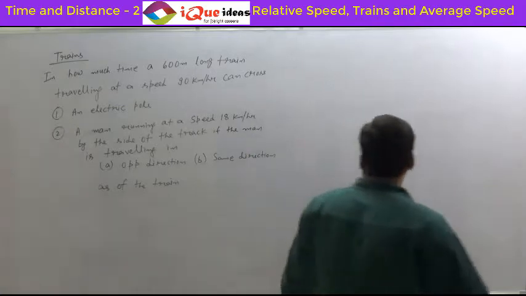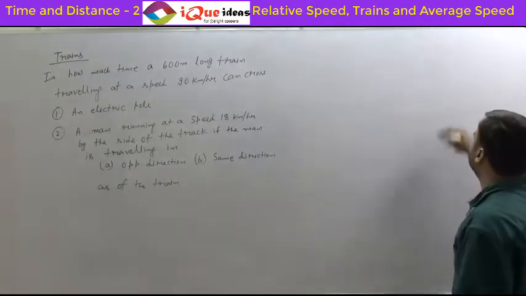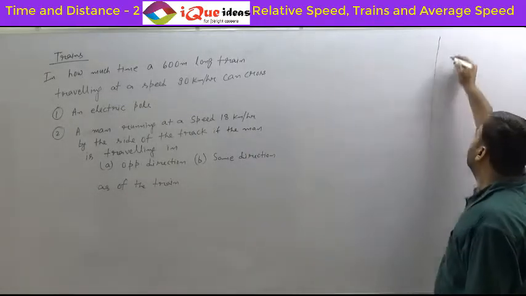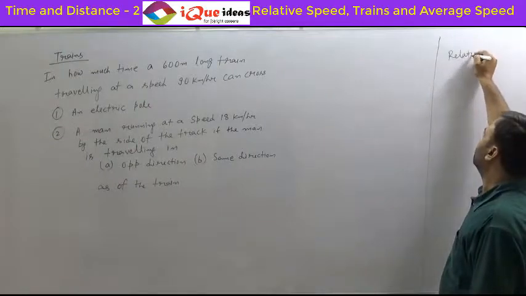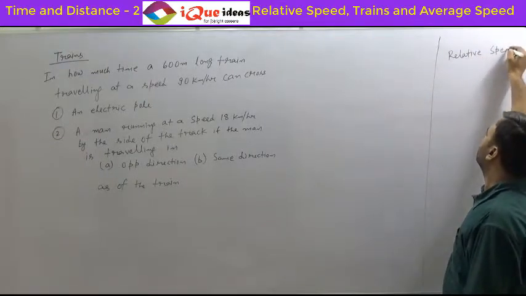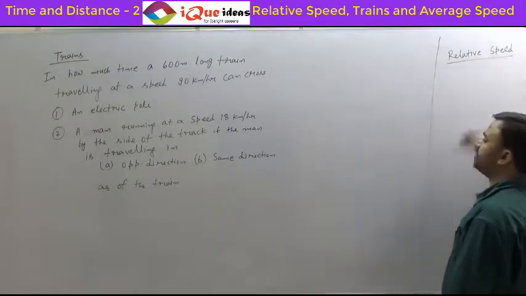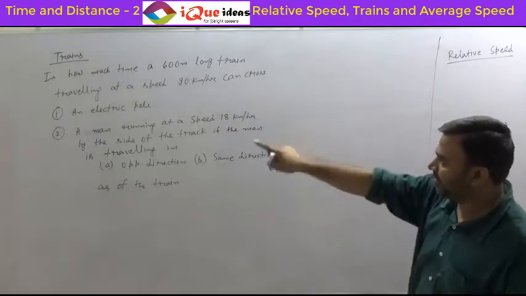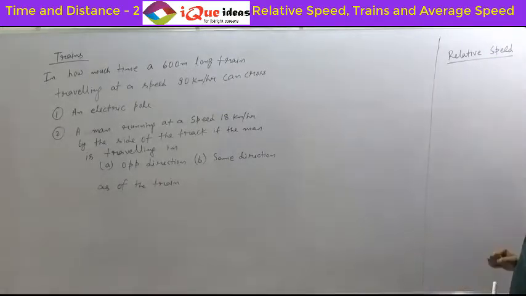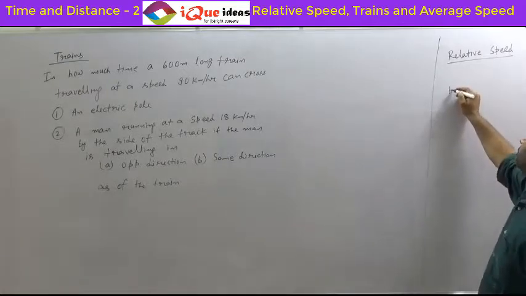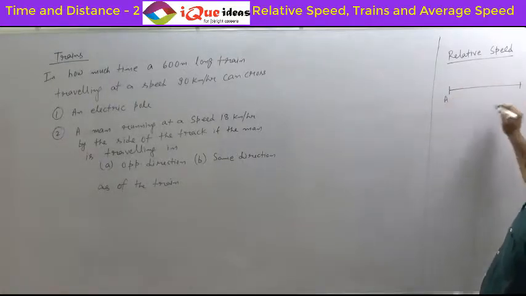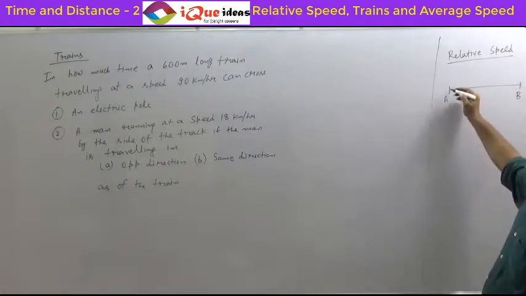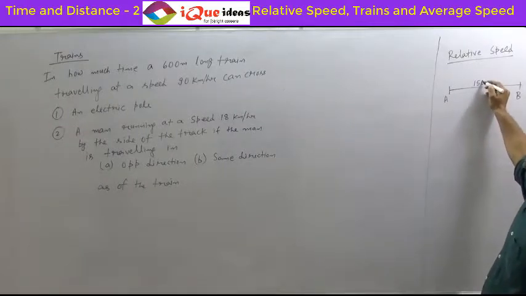So this is the question, and before getting into the solution of this, I'll explain one simple term, that is relative speed. So you write down the question completely and then come back to this. Now, what is the meaning of relative speed? Let's see. Suppose Ahmedabad and Baroda are two places, and the distance between them is 150 kilometers.